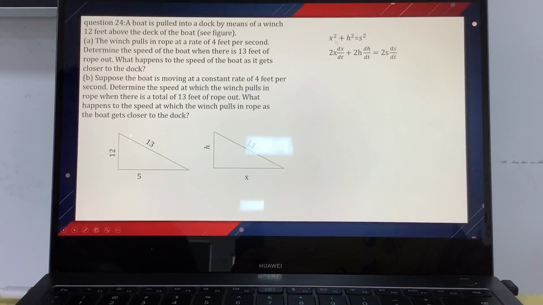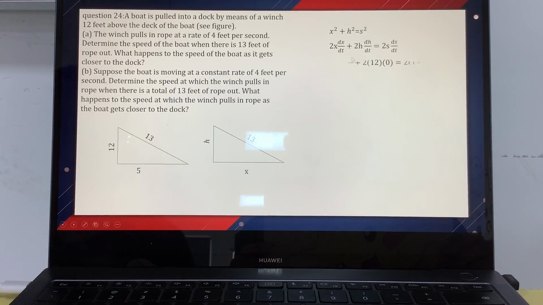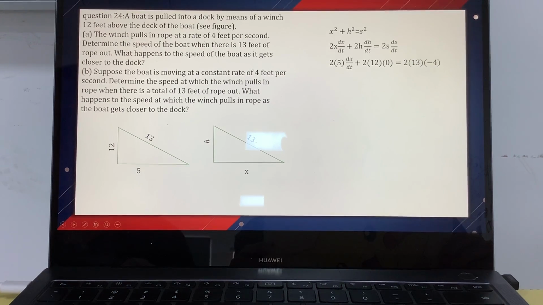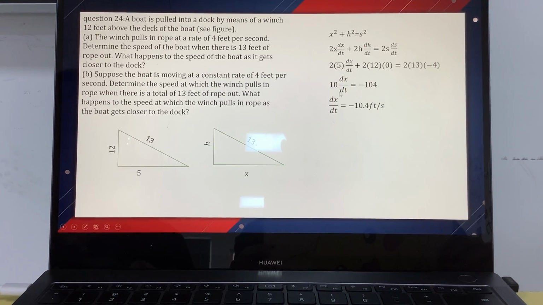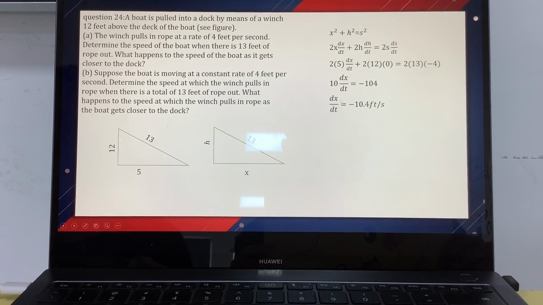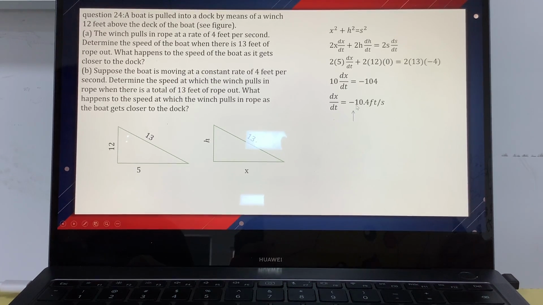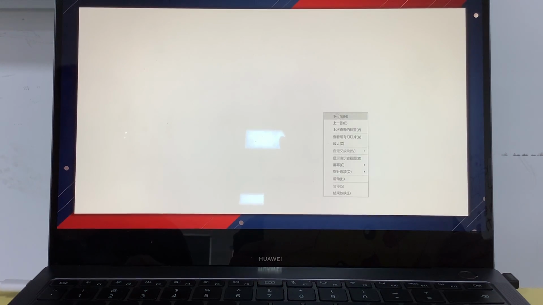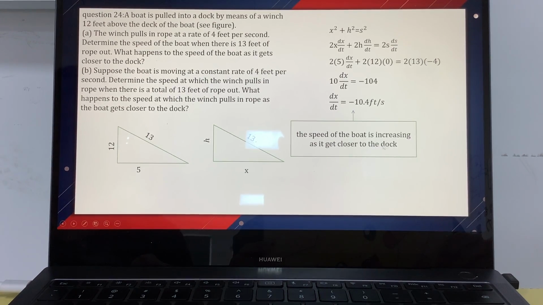And we can also get x squared plus h squared equals s squared. And just take the derivative and put the numbers into it, because here some rates are already written. So we can get 10 dx/dt equals minus 104. So just divide by 10. dx/dt equals negative 10.4 feet per second. So it means the speed of the boat is increasing as it gets closer to the dock.